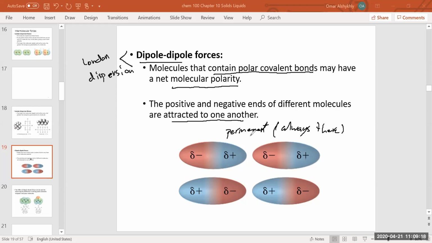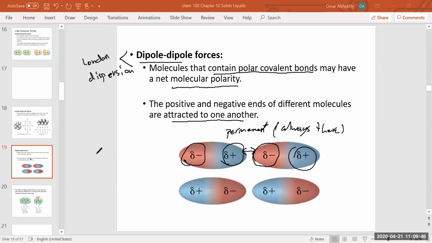Okay, so the same idea. We will have a polar molecule that has a partial negative charge at one end and a partial positive charge at the other end. Let's say this molecule was close to another molecule which also has a partial negative and a partial positive. So there will be attraction forces between the two opposite charged ends, and we call it dipole forces.